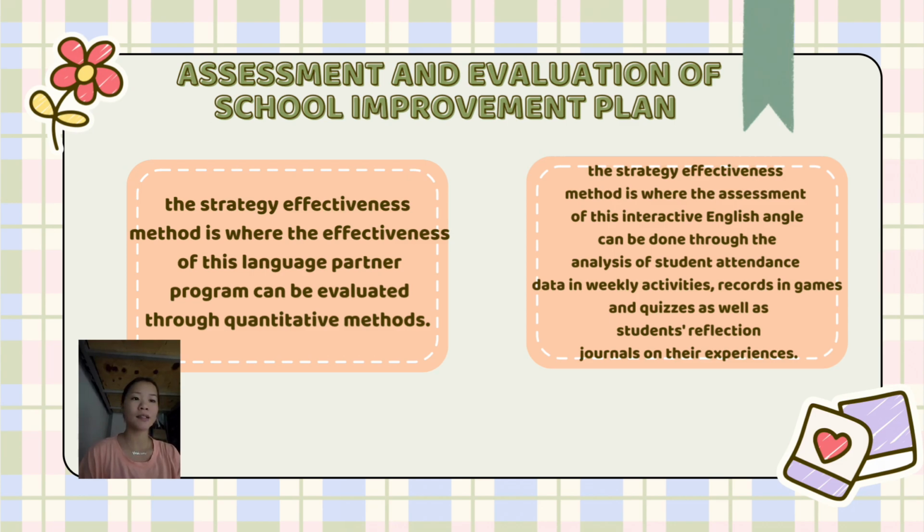Secondly, the second intervention strategy is the interactive English corner in school. The effectiveness of this strategy can be assessed through the analysis of student attendance data in weekly activities, records in games and quizzes, as well as students' reflection journals on their experience.